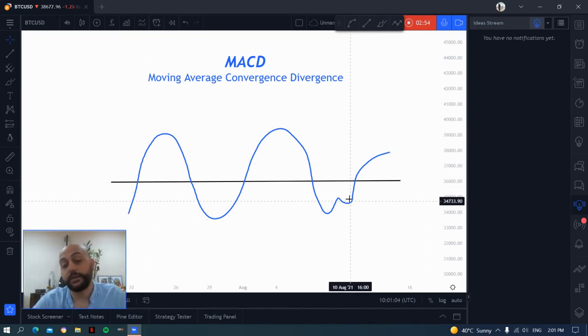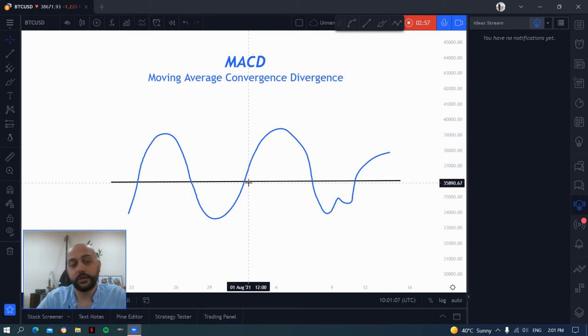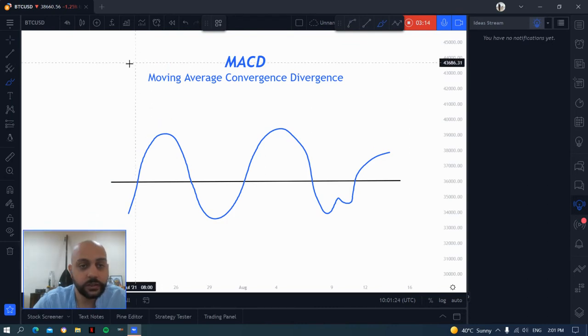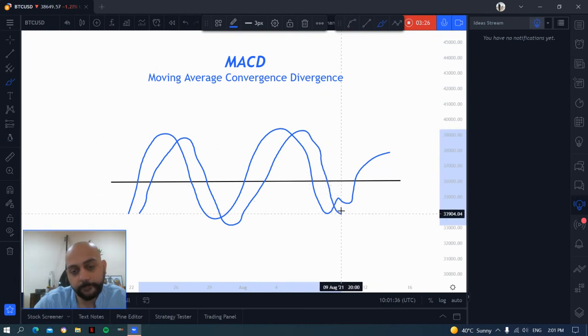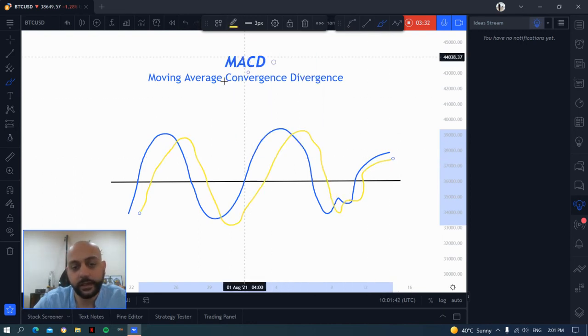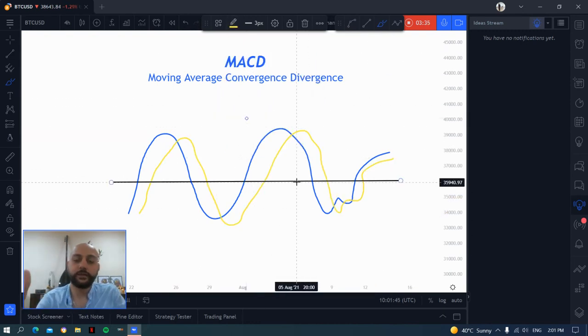Now, the third part is called the signal line. The signal line basically comes from the 9 section. So what does that mean? Basically, it's a moving average of the MACD line. So it tries to smooth out the MACD line. It's going to be something like this. I will change the color a little bit later. For instance, let's say it went like that, and we're going to put it in yellow. So the yellow is the signal line.